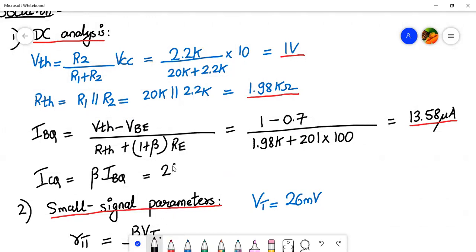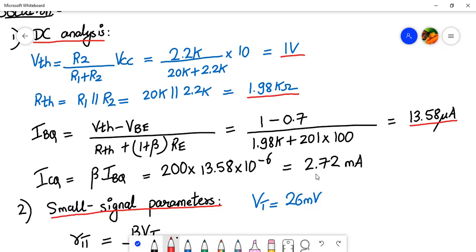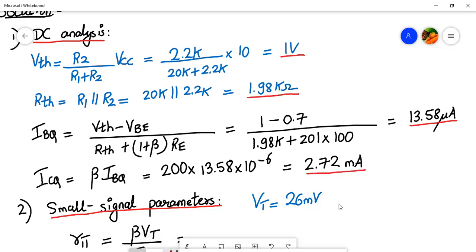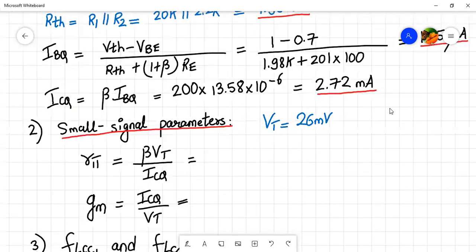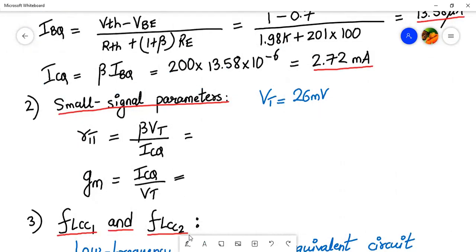Now next, let us calculate, over here we have beta, which is 200, into IBQ, which is 13.58 microamperes, which is into 10 raised to minus 6. So this number, ICQ, the collector current, will be 2.72 milliamperes. Okay. So the current value over here, let me write the numbers properly. 2.72 milliamperes is the value of collector current. Why we require ICQ? Because once we know ICQ, we can calculate the small signal parameters.